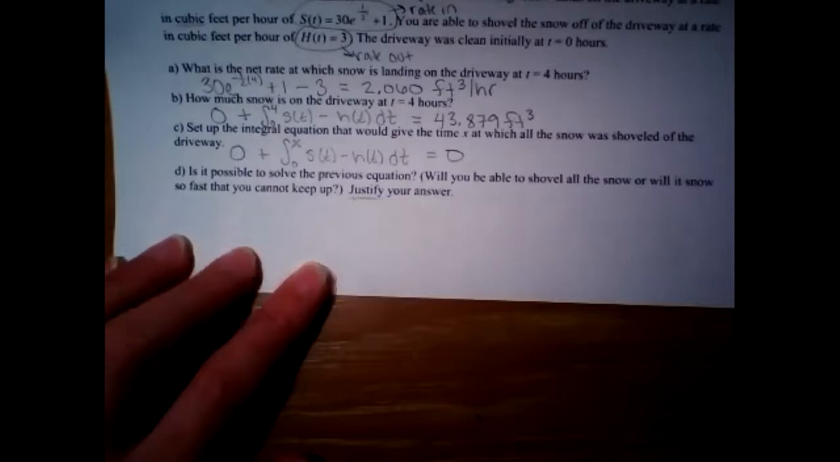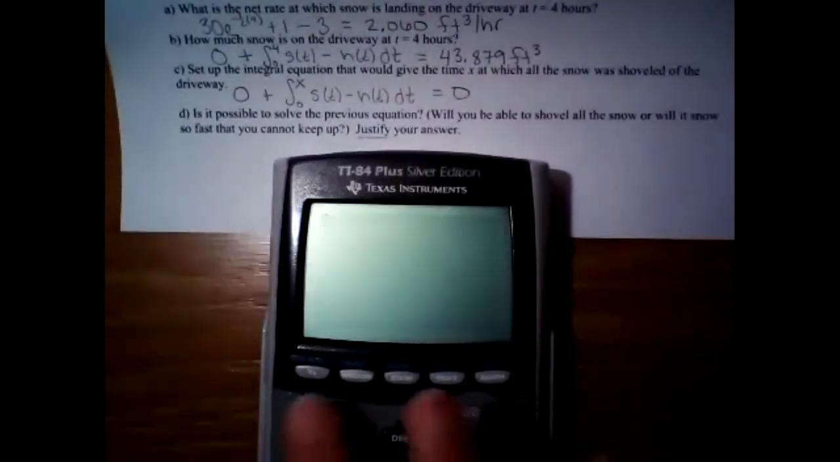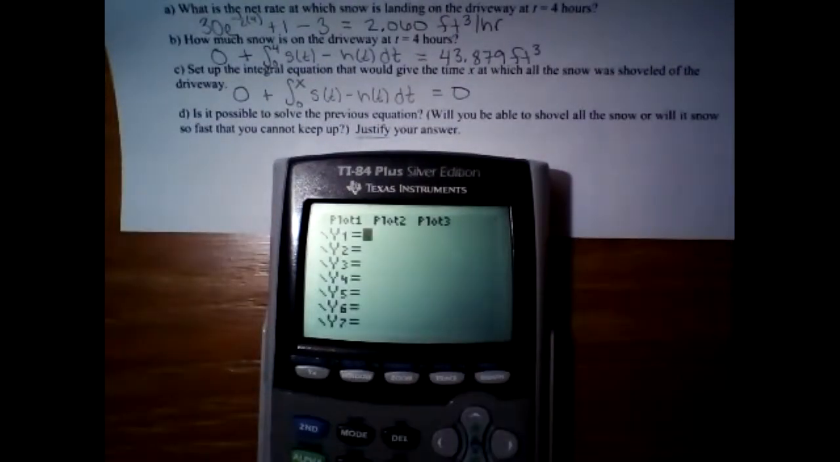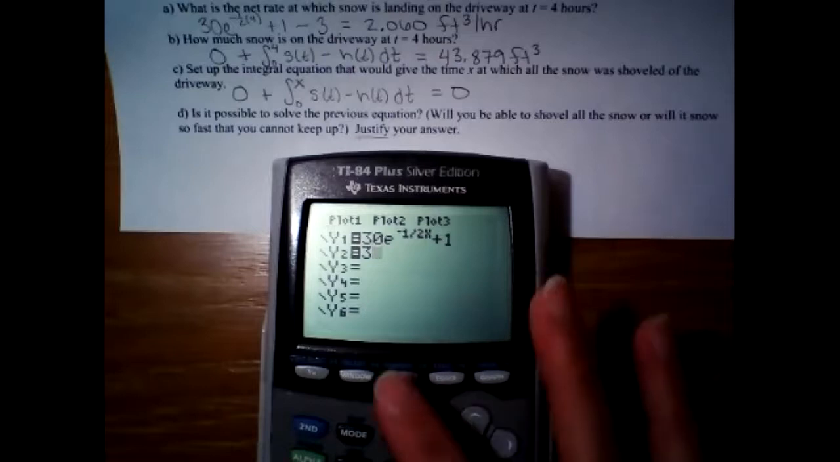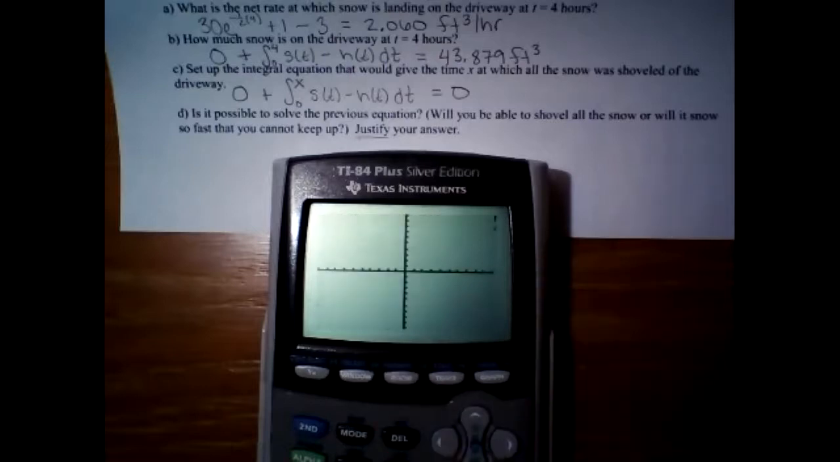And here's how I would suggest going through this, is go to y equals, and I'm going to type in the rate in and the rate out in y1 and y2, and we'll just look at them, right? So rate in, 30e to the power negative half x plus 1. That was the rate in. Rate out is just 3. It was just constant. Because again, you're a machine and you don't get tired. You can just shovel at a constant rate and never get worn out. All right, so it was rate in, rate out. I'm just going to do zoom 6 for standard.